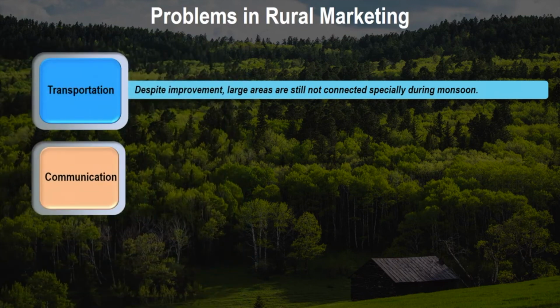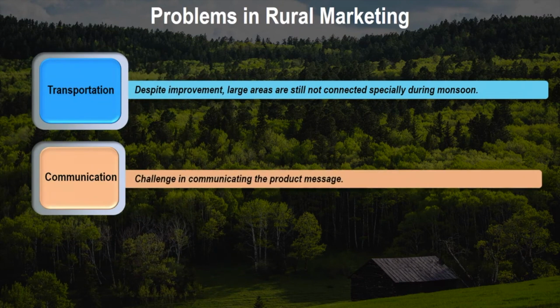Communication constraints like literacy rate, traditions, cultural barriers, economic and social disparity, large number of dialects and languages, as well as infrastructural weaknesses in certain parts are a challenge in communicating the product message. So, a single product message won't help. You need to tailor your product messages according to all these variations in the market.